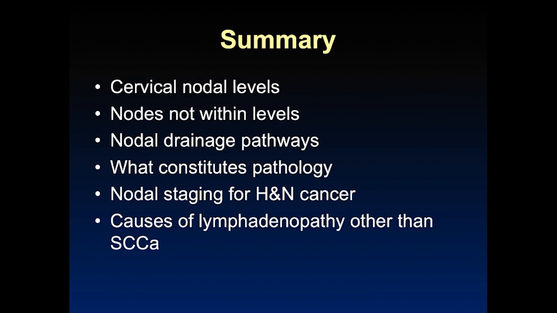So in conclusion, we reviewed cervical nodal levels. We looked at the nodes that are not within levels and why it's important to identify them, especially your periparotid, your periauricular, your intraparotid, as well as your posterior cervical lymph nodes, which can come from a skin primary or a scalp primary. We looked at common nodal drainage pathways from various aerodigestive tract subsites, and we went over what constitutes cervical nodal pathology. And again, morphology is much more important than size.